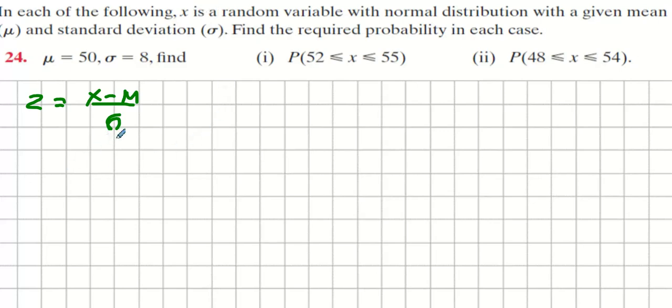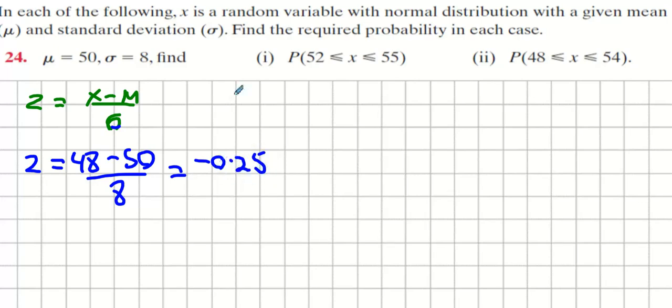24 part 2 for anybody interested, okay? So I'm going to get a Z score of 48, take away 50, all divided by 8. It's going to be minus 2 over 4, which is minus a quarter. Okay. Next thing, I'm going to get another Z score for 54. It's going to be 54, take 50, all over 8, which is a Z score of 0.5.